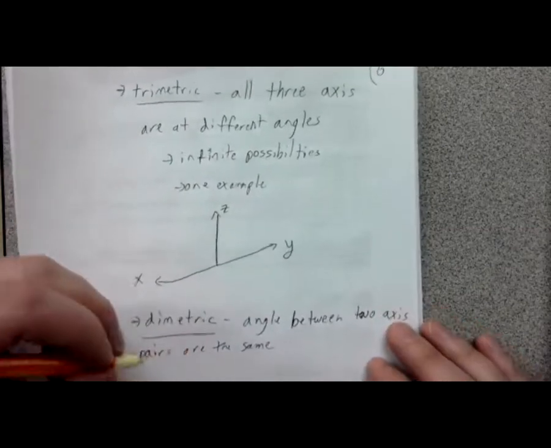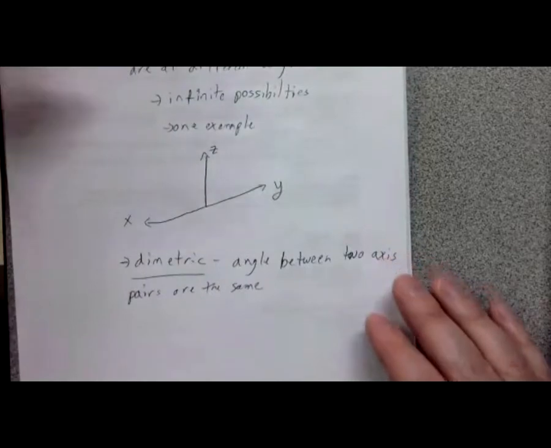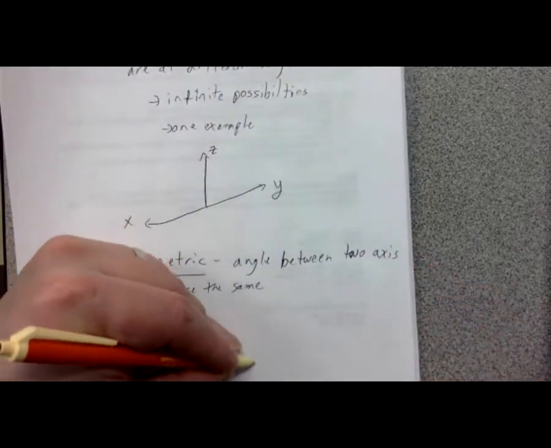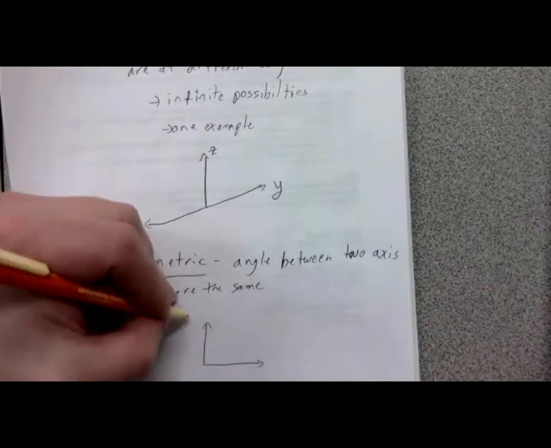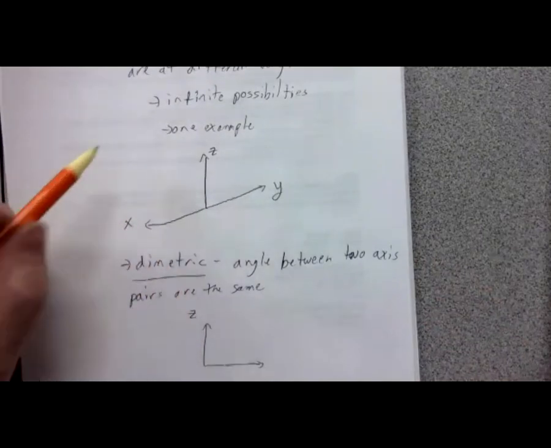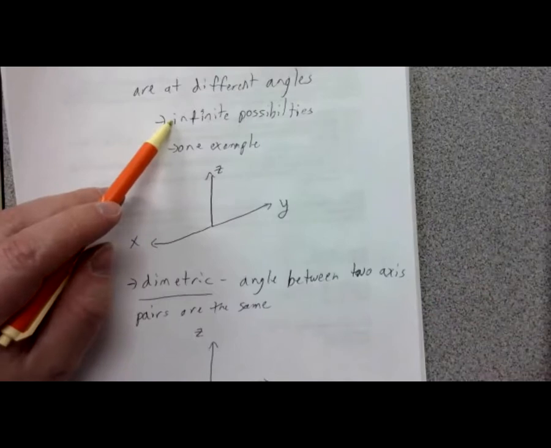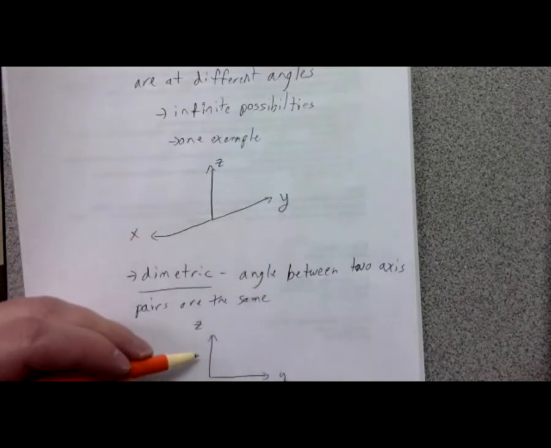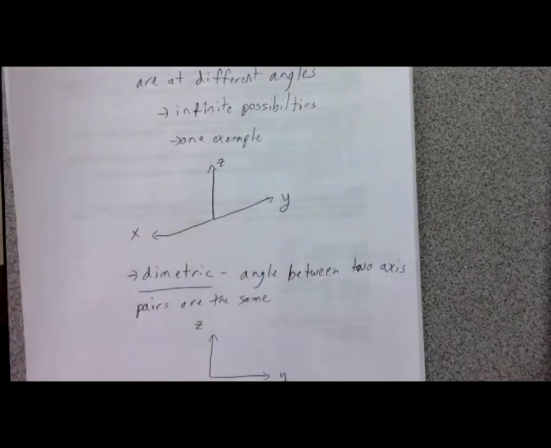The most common example I like to draw, if I'm not drawing isometric, is my favorite way to draw. If I'm freehanding, a lot of times I'll draw in this configuration. Again, just like with the trimetric, there are infinite possibilities to do a dimetric, but this is one I like, where I'll put the Z vertical, I'll put the Y perpendicular to that.